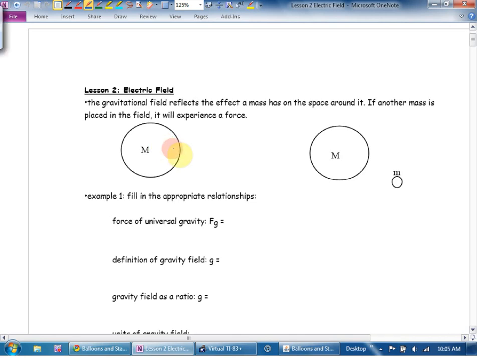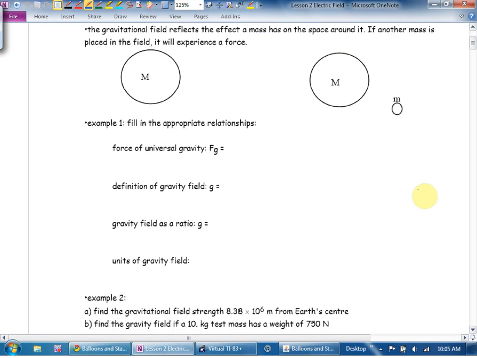The field only becomes a force when you place another mass nearby. The field is what exerts the force on this mass. Let me say that again, because some people were giggling, and this is important. The field is what exerts the force on this mass. So fill in the appropriate relationships. Universal gravity was big G, big M, little m, all over R squared.